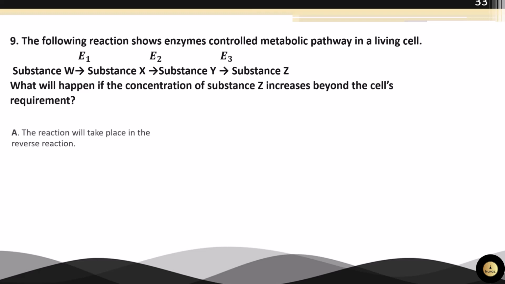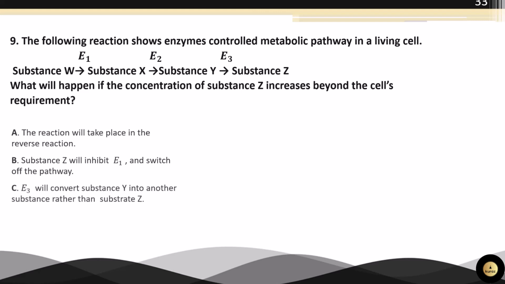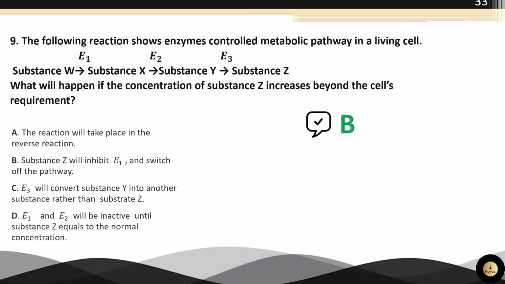A. The reaction will take place in the reverse reaction. B. Substance Z will inhibit enzyme 1 and switch off the pathway. C. Enzyme 3 will convert substance Y into another substance rather than substrate Z. D. Enzyme 1 and enzyme 2 will be inactive until substance Z equals to the normal concentration. The answer is B. Substance Z will inhibit enzyme 1 and switch off the pathway.